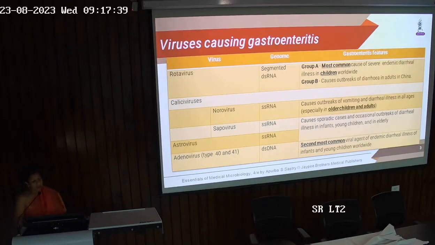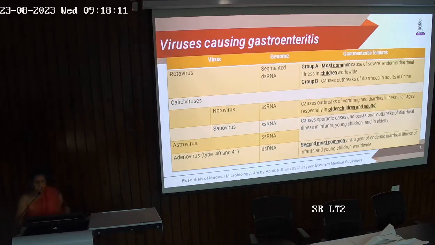calicivirus. Very nice. Team B, third one. Astrovirus. Astro means what? Star. So it is known as astrovirus because the morphology is star-like. And number 4, team A, adenovirus. Which types? Type 40 and 41. This is an MCQ question. You have to know the types also in adenovirus, because adenovirus has a lot of manifestations. It can infect actually any system of the body. So there are various types, and you have to know which type is involved there.